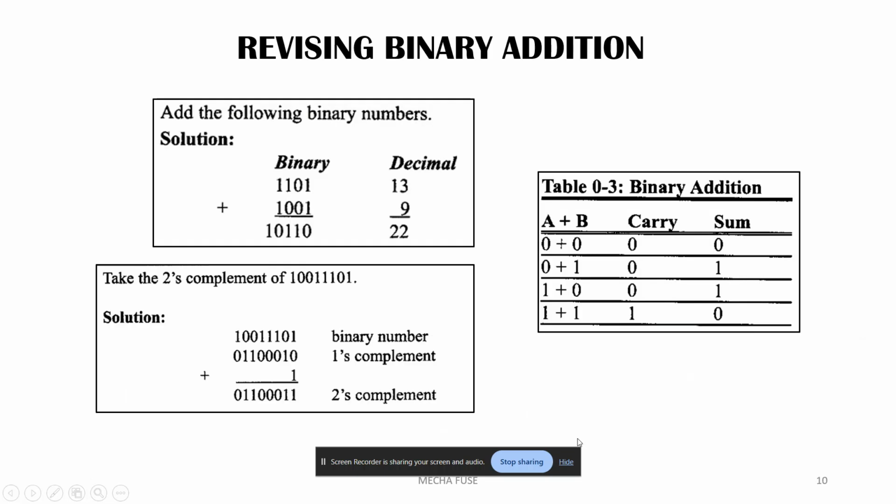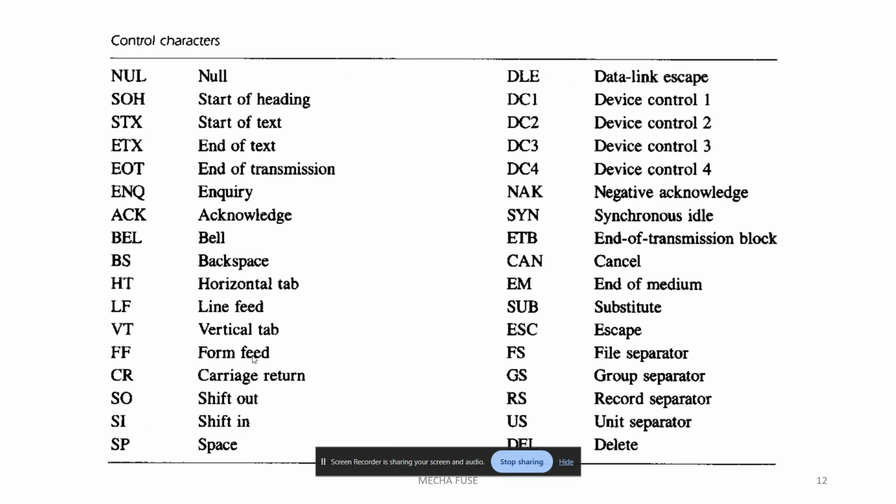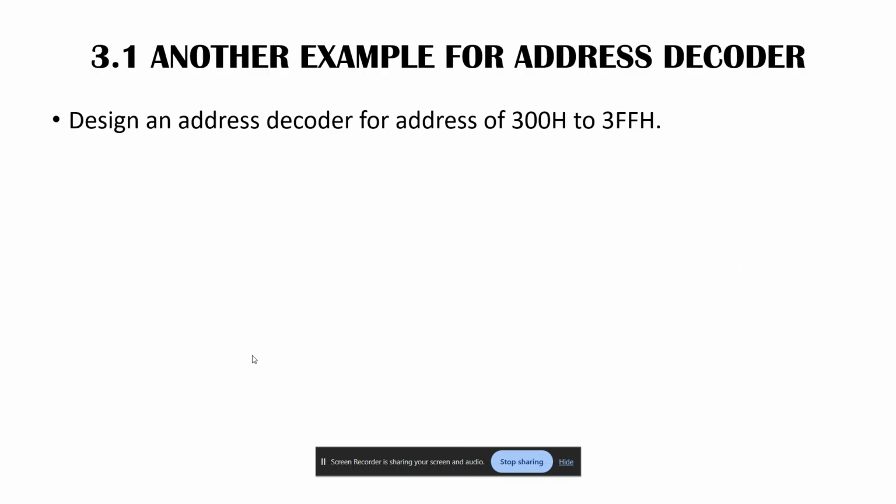Now moving toward addition. This was the simple addition we have learned in DLD, and this was the binary addition. We have also learned it as a half adder circuit, and this is the complement. You can also say it's the minus of this number. Now these are ASCII special characters, and these are also control characters which are used behind the logic of our keyboard.